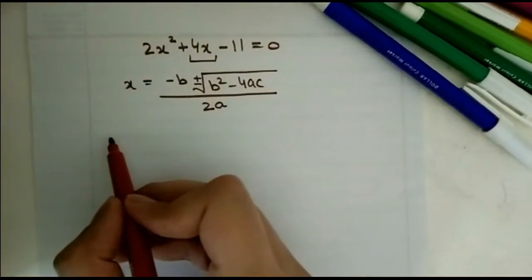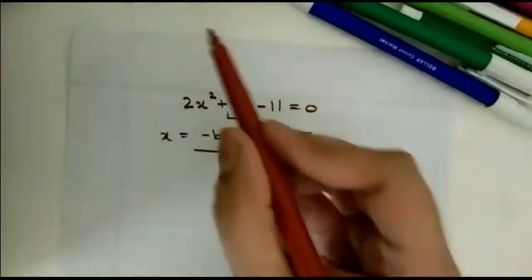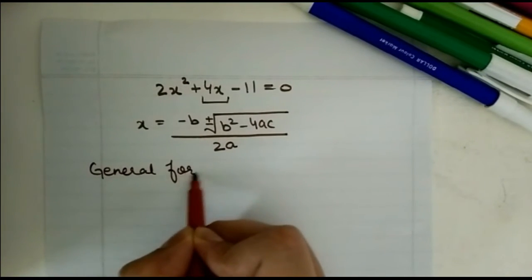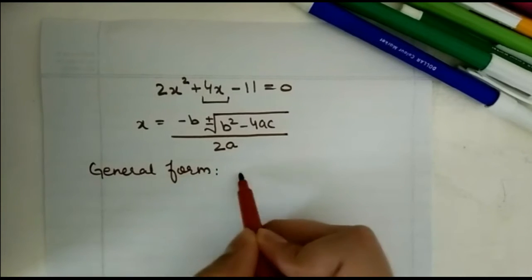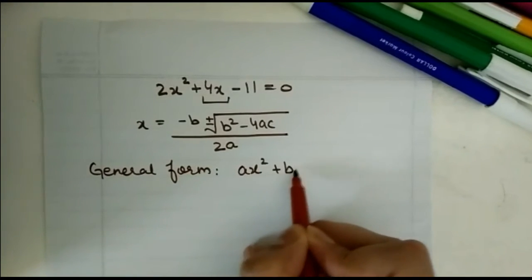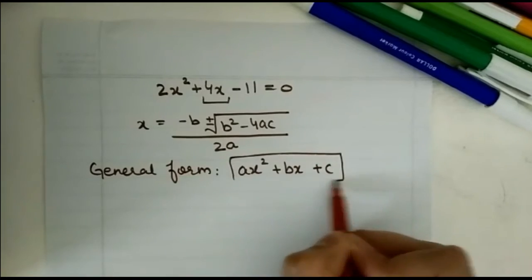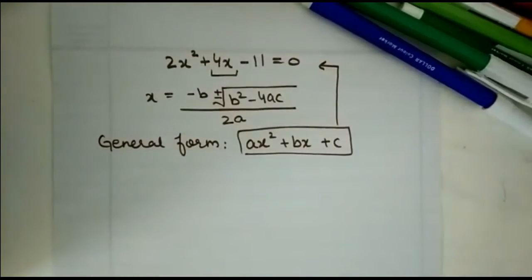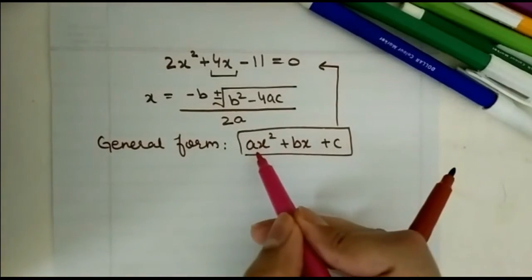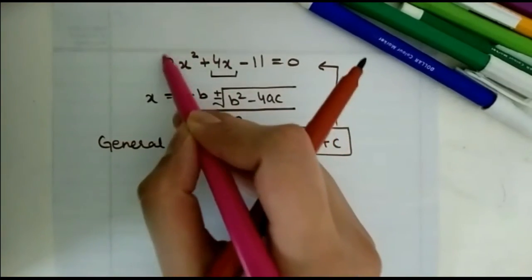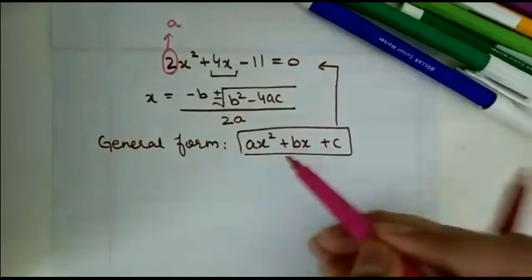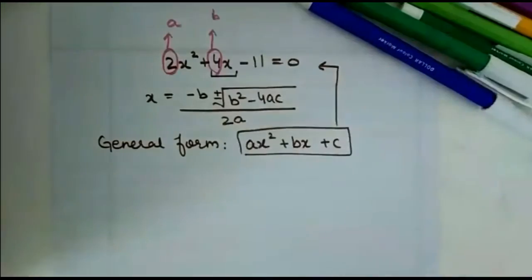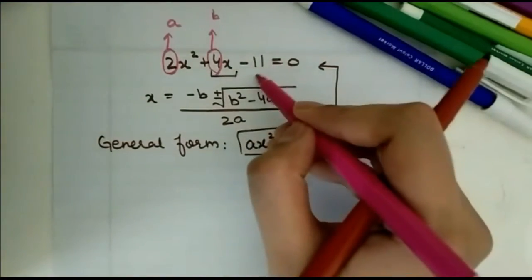Now I'll first see what a, b and c are, writing the general form of a quadratic equation, ax square plus bx plus c. Now comparing it with this equation, I find that a is 2, b is 4, positive 4, and c is minus 11.